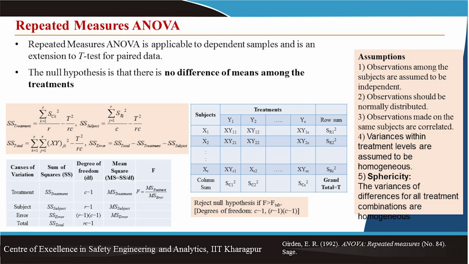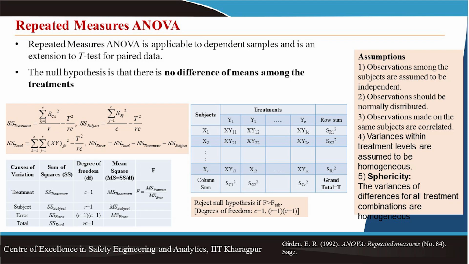So, the decision making is that we reject the null hypothesis if the computed F, what you are computing here, is greater than the tabulated F. And how to get the tabulated F? For the tabulated F, you require the F table, which has 2 degrees of freedom: numerator degrees of freedom C minus 1, and denominator degrees of freedom (R minus 1) into (C minus 1), because SS treatment has C minus 1 degrees of freedom and SS error has (R minus 1)(C minus 1). So, this ratio you are making, and the ratio F has these degrees of freedom.